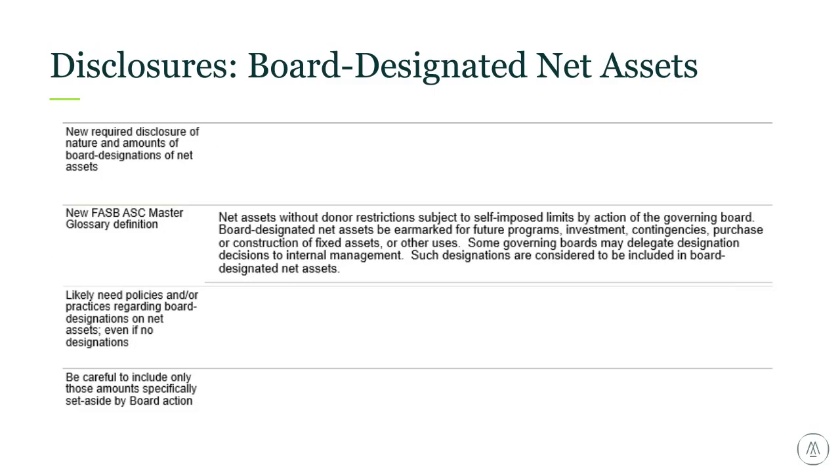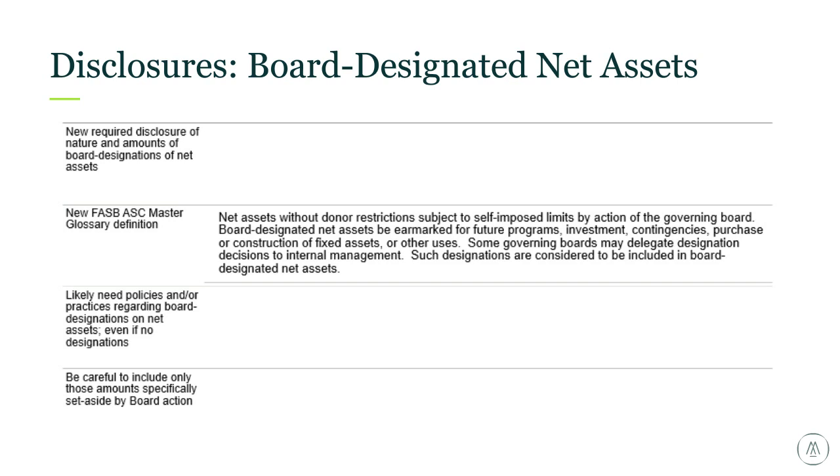Moving on to disclosures of board-designated net assets. So let's clarify what is considered board-designated. Net assets that require additional disclosure of the nature and amounts of board designations. So under the FASB Master Glossary definition, board-designated net assets are subject to self-imposed limits by action of the governing board. So these include net assets to be earmarked for future programs, investments, contingencies, etc.